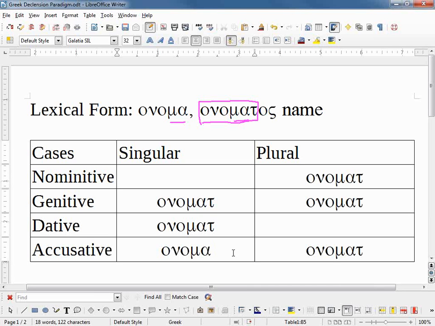Professor, is that just in the third declension? Yes, that is just in the third declension. But the characteristic of the neuter, that's also in the second declension. It happens in the second declension as well, where the idea is that the nominative and accusative are identical in form.